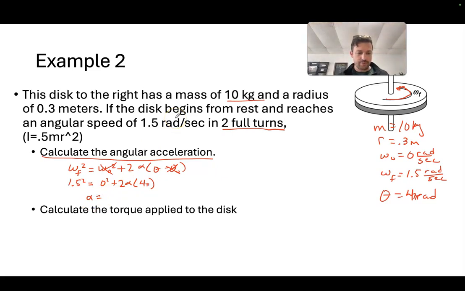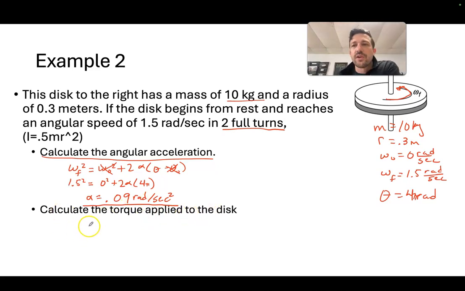You're just going to solve for alpha, so plug that into the calculator. So here we go, 1.5 squared equals 2 times x times 4 times pi. Solve for x, and our answer is an angular acceleration of 0.09 radians per second squared. Okay, that's our angular acceleration. Now it says calculate the torque applied to the disk.